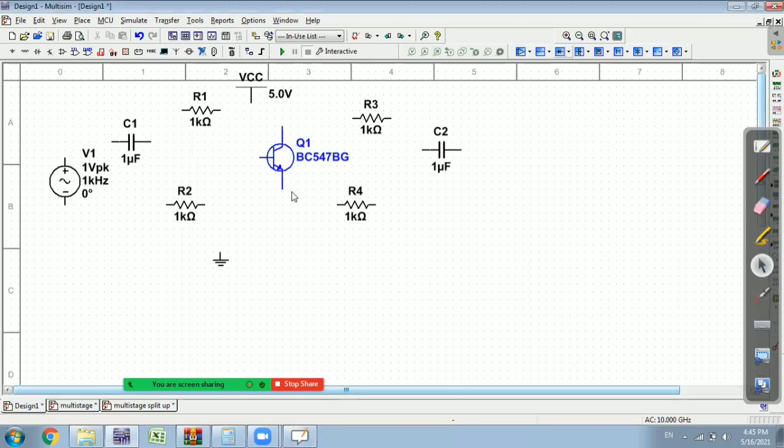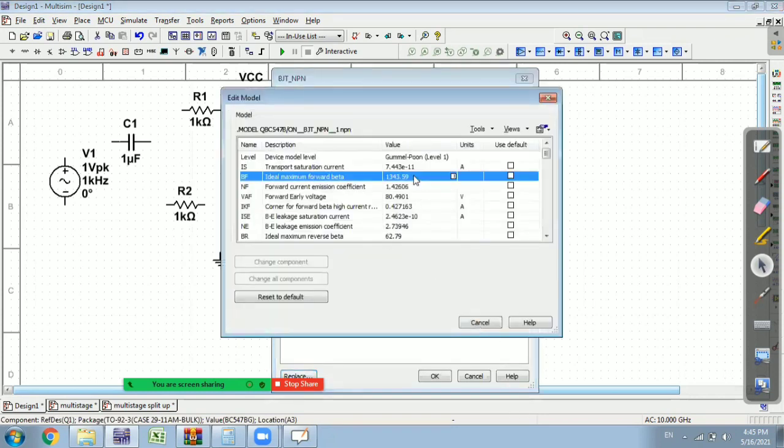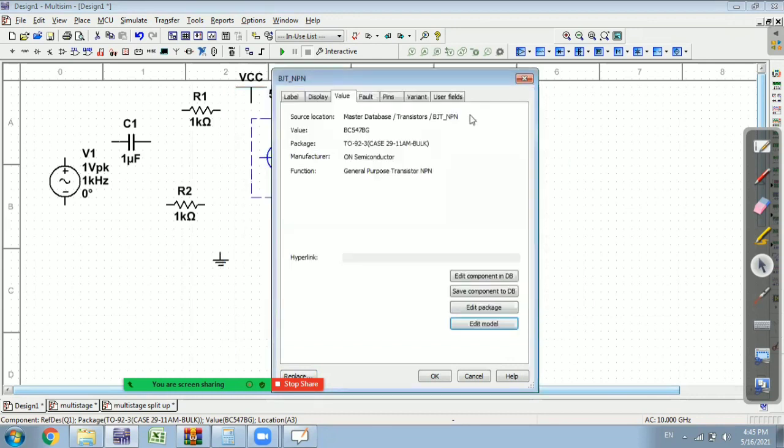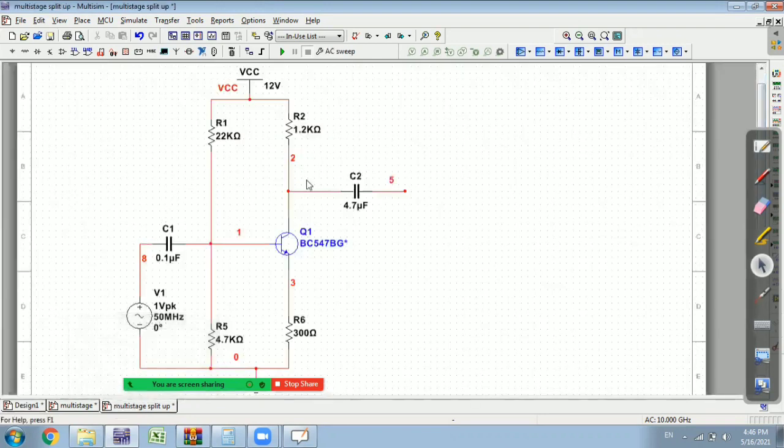Exit this screen. Once I have placed all the components, I'm going to edit this. Just double click on this, edit model. I will edit the value of beta to 150. Enter. Change this. Also, we can connect this using the wires like this. Okay. So this is how we can design a circuit using Multisim. I've already designed for a single stage. This is my single stage.